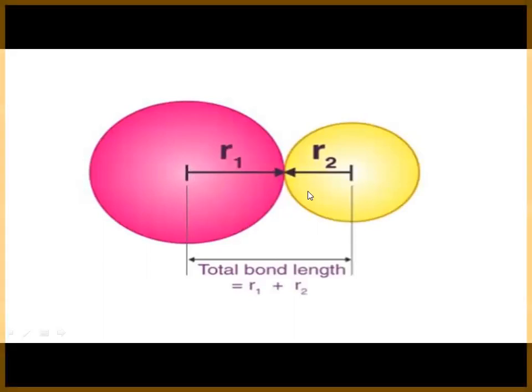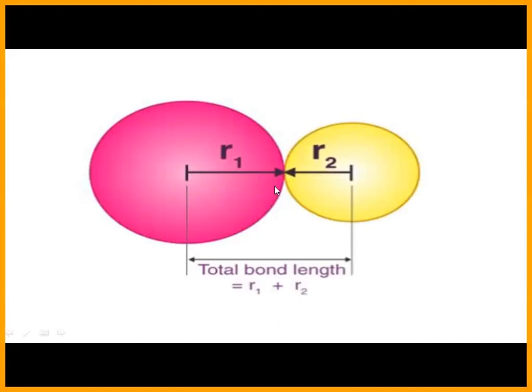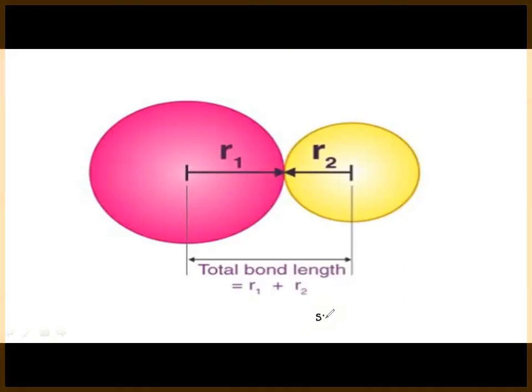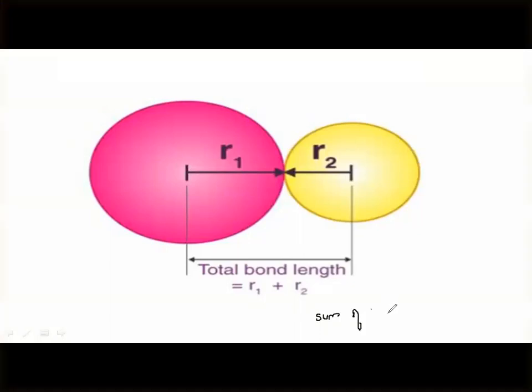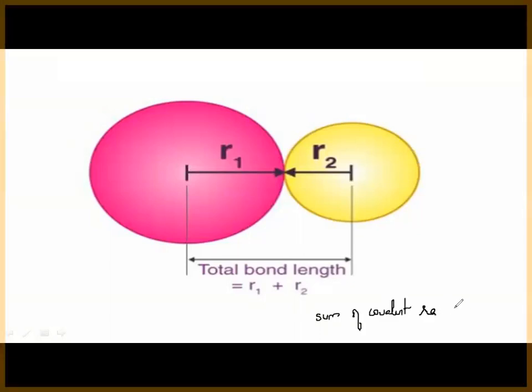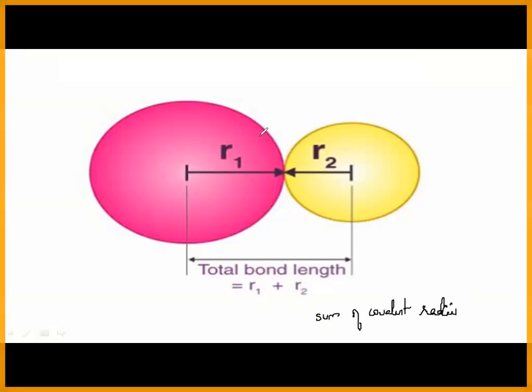See, there are two bonded atoms, pink color and orange color. These are atoms, they are bonded together, and these are the nuclei of the two atoms. So the internuclear distance, or the distance between the nuclei of two chemically bonded atoms, is nothing but bond length. Approximately, bond length is equal to the sum of covalent radii of two bonded atoms. This is the radius of the first atom, radius of the second atom. The sum of the radii is nothing but bond length.